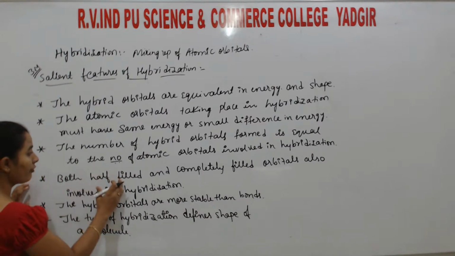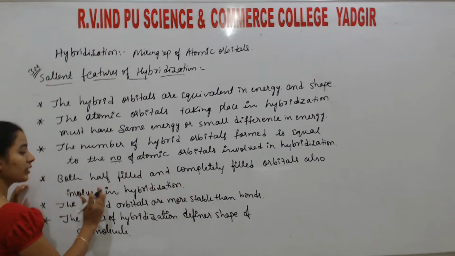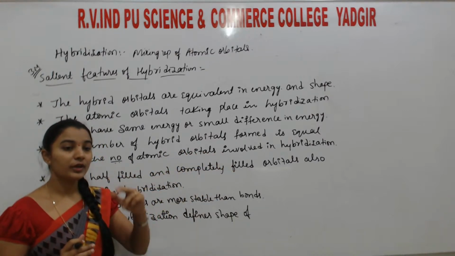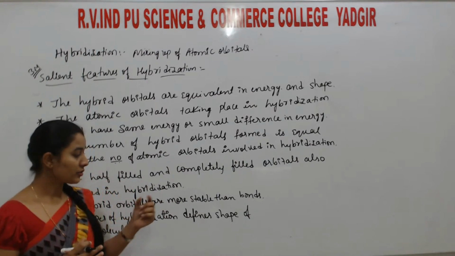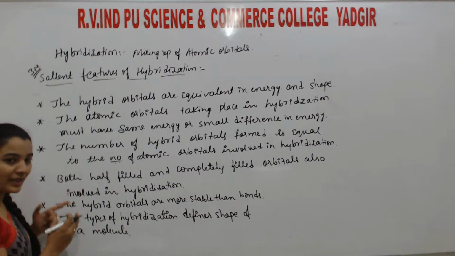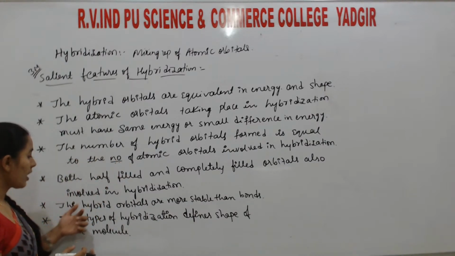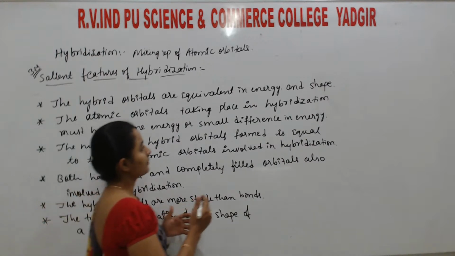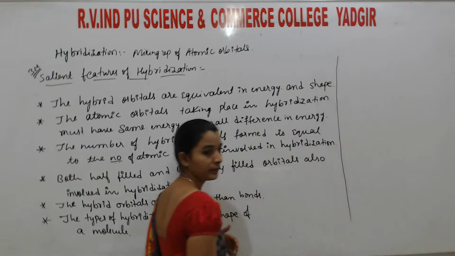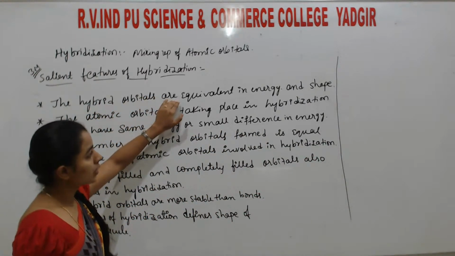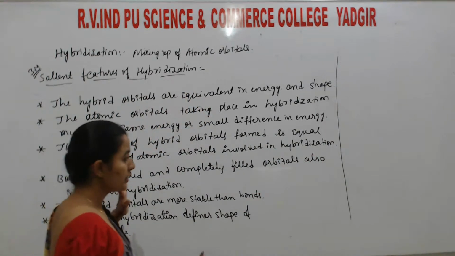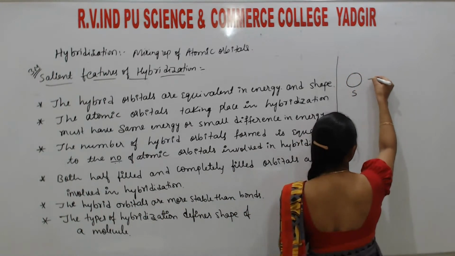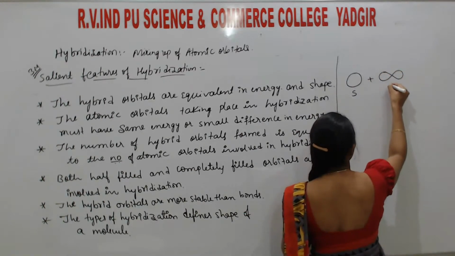Listen now. Both half-filled and completely filled orbitals are involved in hybridization. Means, for example, if we write any configuration, in that both half-filled and completely filled orbitals in one group are involved in hybridization. I'll explain each point with an example, then you will get an idea. Then the hybrid orbitals are more stable than unhybridized orbitals, and the type of hybridization defines the shape of a molecule. So listen, I'll go with the first one: the hybrid orbitals are equivalent in energy and shape. For example, s orbital is there, the shape of the s orbital is spherical, and p orbital is there, the shape of the p orbital is dumbbell.